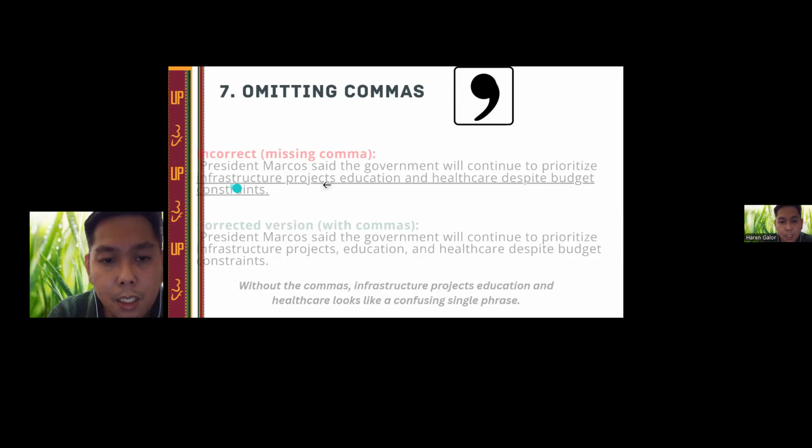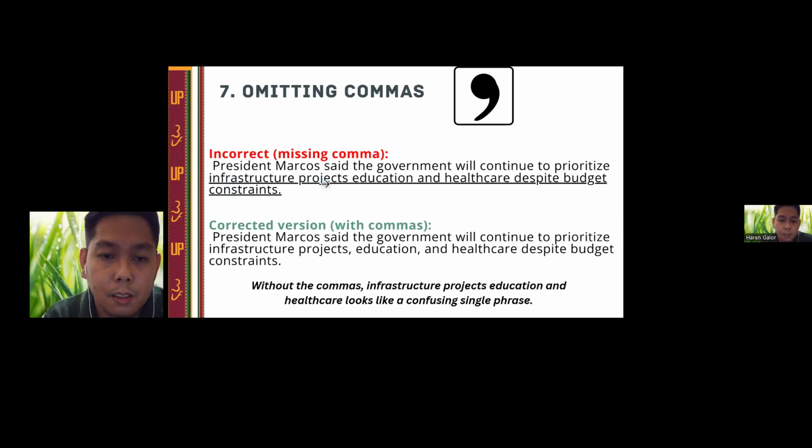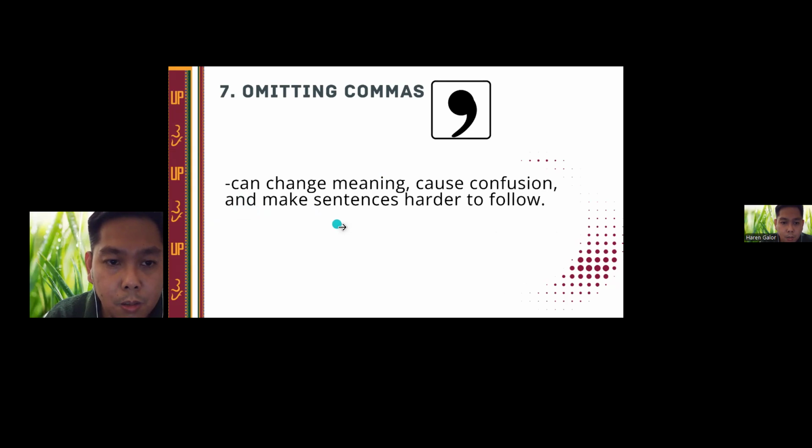So there are actually several rules in using commas, but we will not discuss those rules because these are just basic grammar concepts and it is expected that we're already equipped with such. What's important here is to note that omitting commas in a sentence can change the meaning of your message and makes the sentence hard to follow, just like in our example.